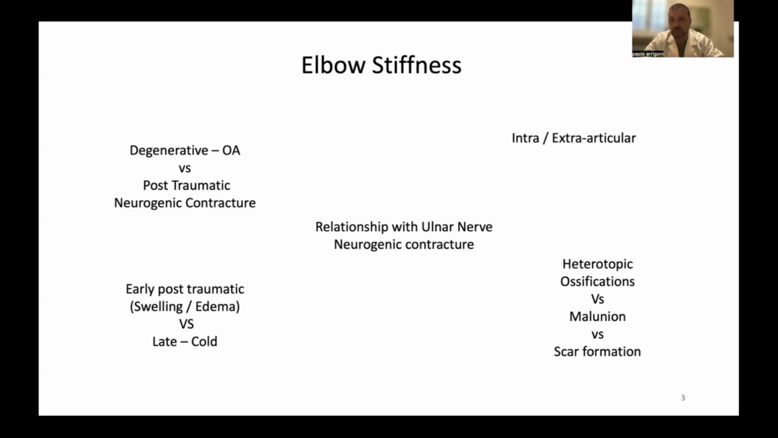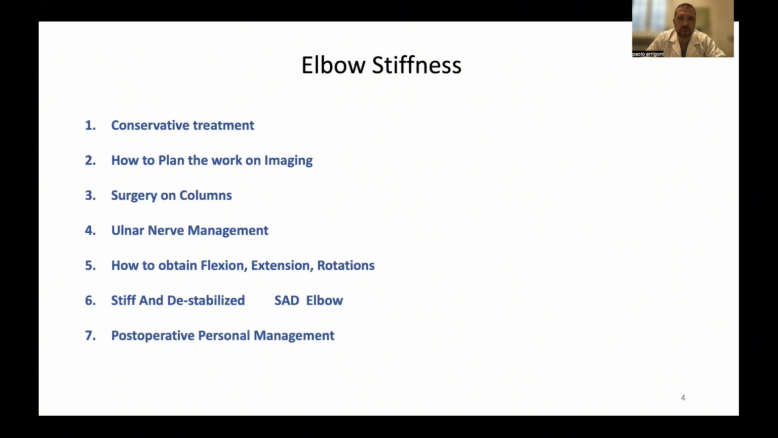Another point we have to deal with is understanding whether the reason for the stiffness is more intra- or extra-articular. So I'm going to go through these points, mainly how to deal with conservative treatment, how to plan on imaging, the job we can do and are going to do in our operating room. Then we're going to go on to understand the surgery on columns, ulnar nerve management, and how to obtain flexion, extension, and rotations. And also understanding the stiff and destabilized, or sad, elbow. And my personal approach to post-op treatment.